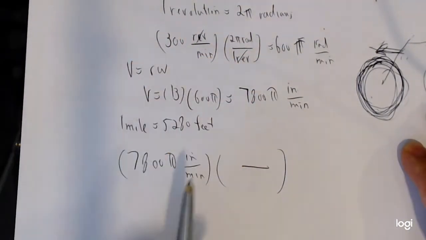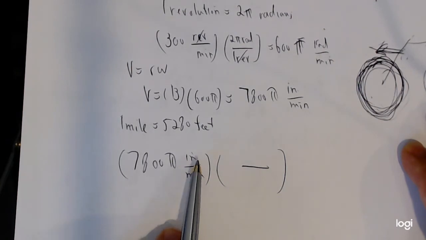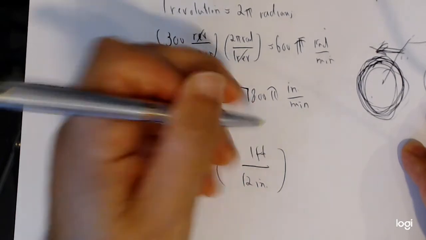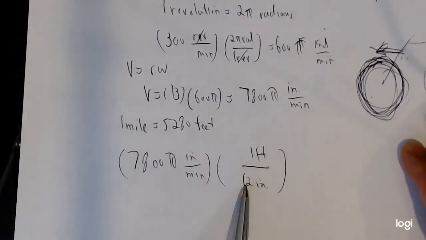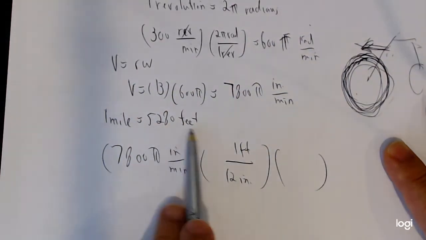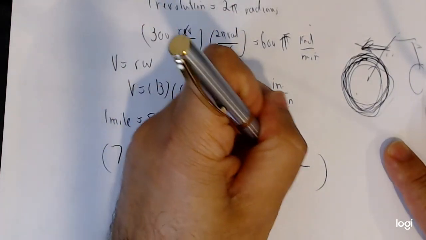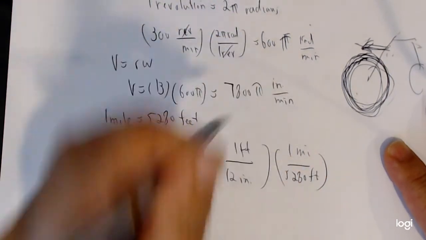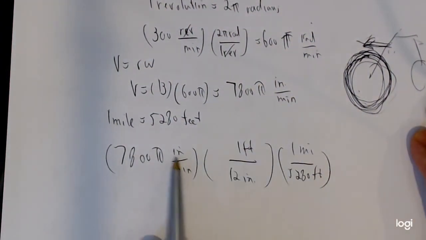So what do I know? I could change inches to feet, because 12 inches is 1 foot. So that'll cancel the inches. Now I'll be in feet, except we want it in miles. And what did we just say? 5,280 feet is 1 mile. Okay, so now I've changed the inches to miles.